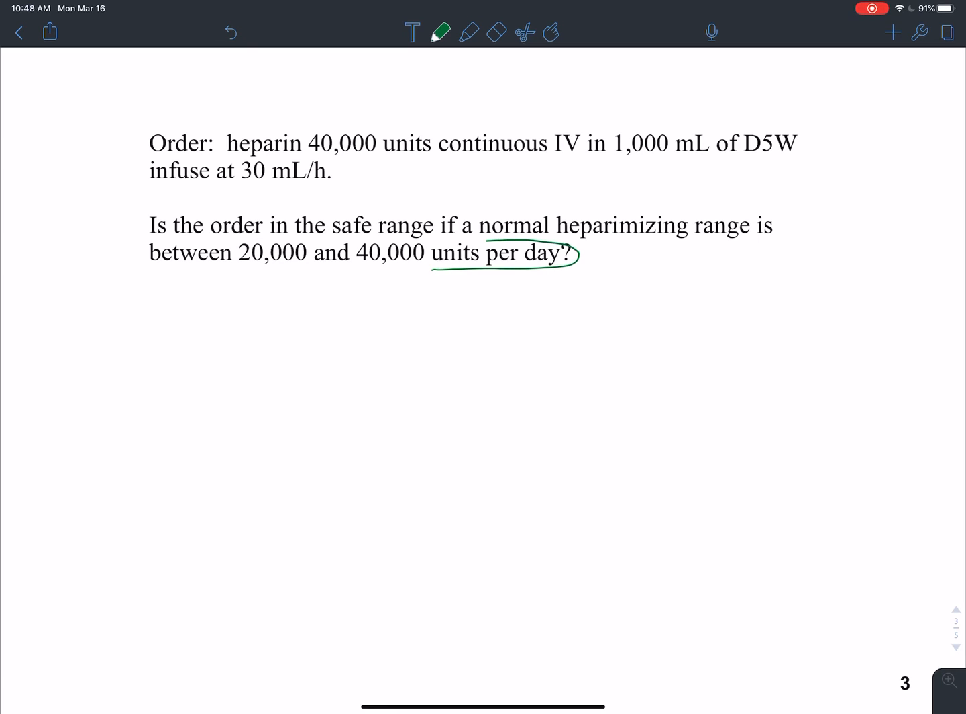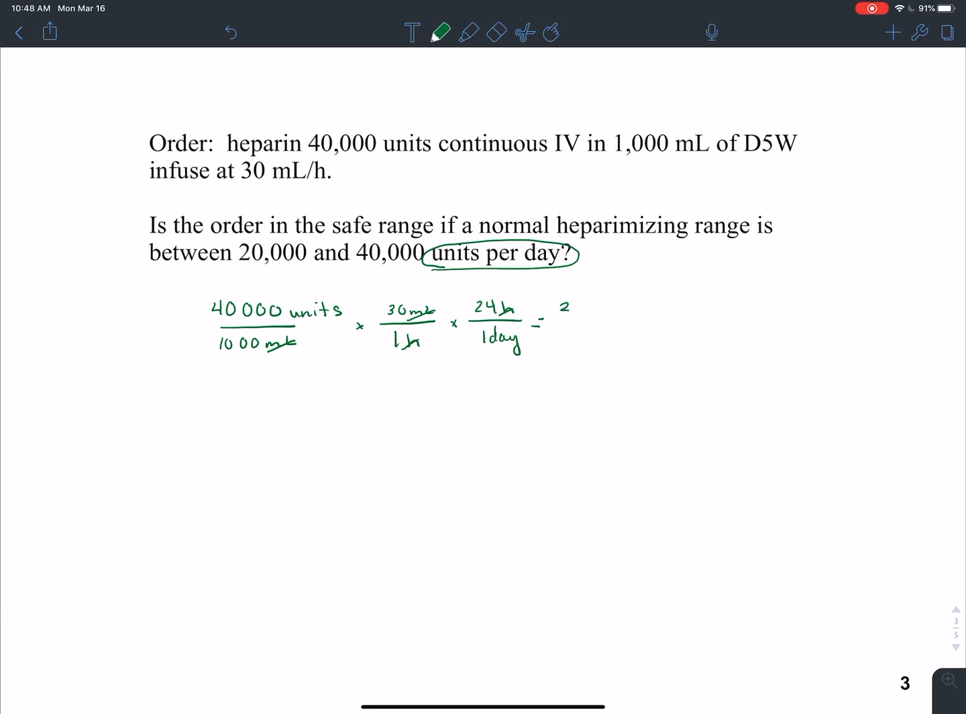So same thing, I'm going to try to get my problem, the order, in units per day. So they tell us that we start with 40,000 units, and it's continuous IV in 1,000 milliliters. So I have 40,000 units in 1,000 milliliters. I want to get rid of milliliters and get to days. So they tell me that we have 30 milliliters per hour in the problem. So I have 30 milliliters in 1 hour. So now I have units per hour. I want units per day. I know there's 24 hours in 1 day.